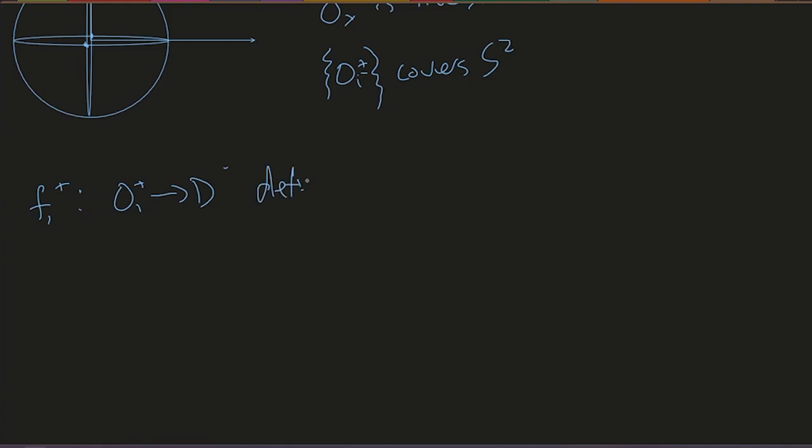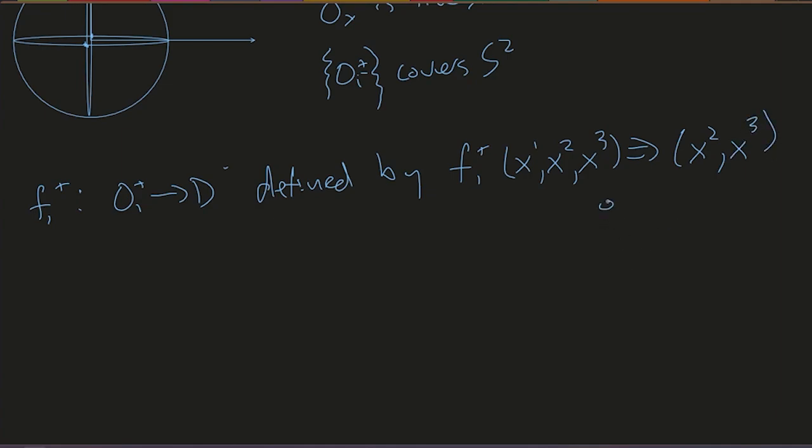And this is defined by F1 plus acting on X1, X2, X3, and we're going to map this now to a disk that flattens the coordinate specified by F. So this is going to look like X2, X3, and so on. We can generalize this to, if this isn't 1, then you just pick the correct coordinate to remove.